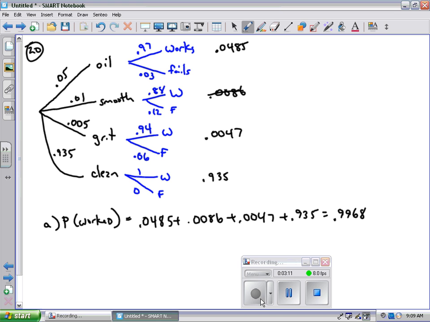Okay, this should be a 0.0088. So this is 0.997. Now for part B, I've got to take the other answers, put them on the bottom, and the grit that failed goes on the top. 0.005 times 0.06. 2, 3, 4. And I get 0.1.